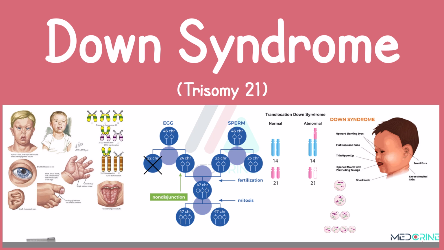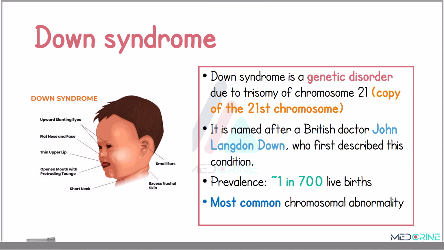Welcome. Today we shall be looking at Down syndrome or trisomy 21. Down syndrome, or trisomy 21, is a genetic condition that is associated with a partial or complete copy of the 21st chromosome.